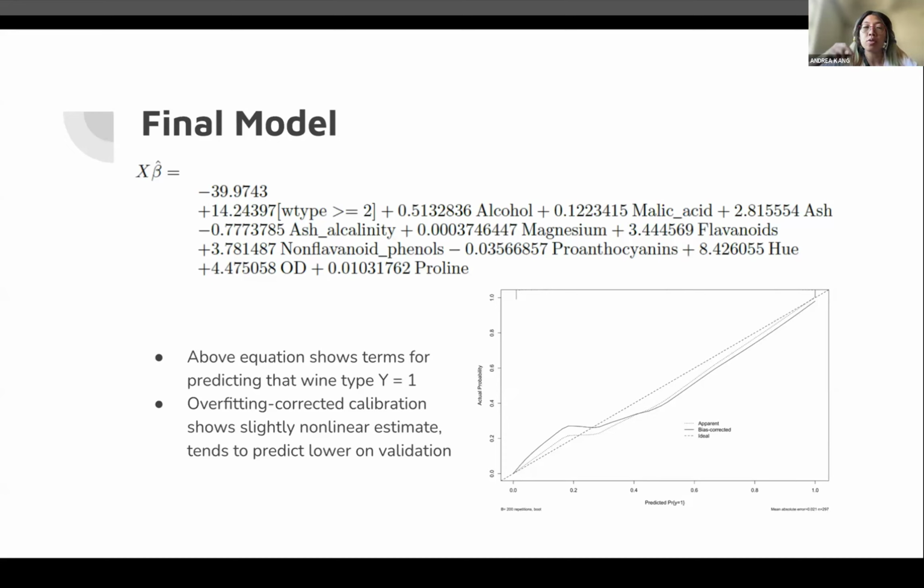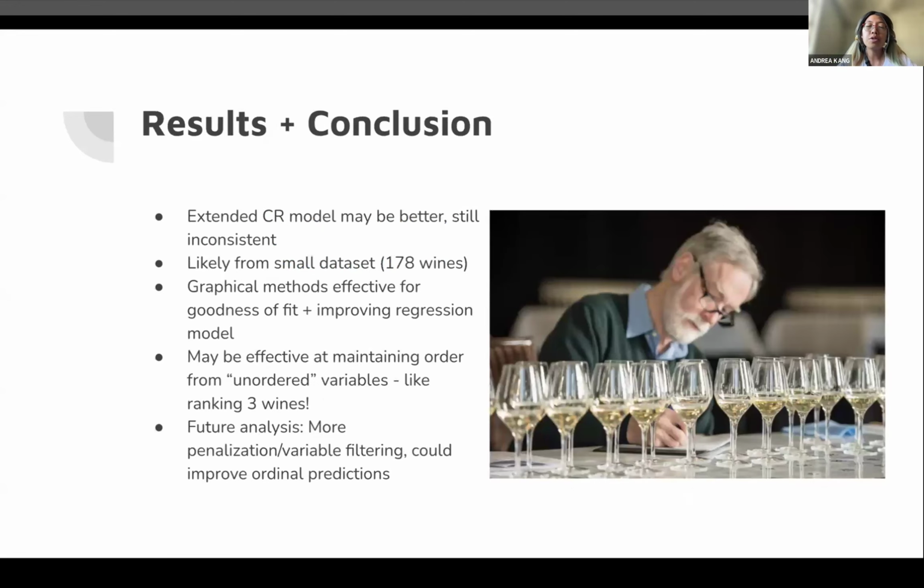This could be extended further to the other two wine classes in this case. So in conclusion, at least for discrete ordinal variables, we can see that the extended CR model, the continuation ratio model, is usually the better one, especially given its leniency to handle proportional odds assumptions as well as varied slopes. It can be inconsistent at times though. This may be attributed, once again, to limited data, because there are only 178 wines, compared to needing more data in this case.